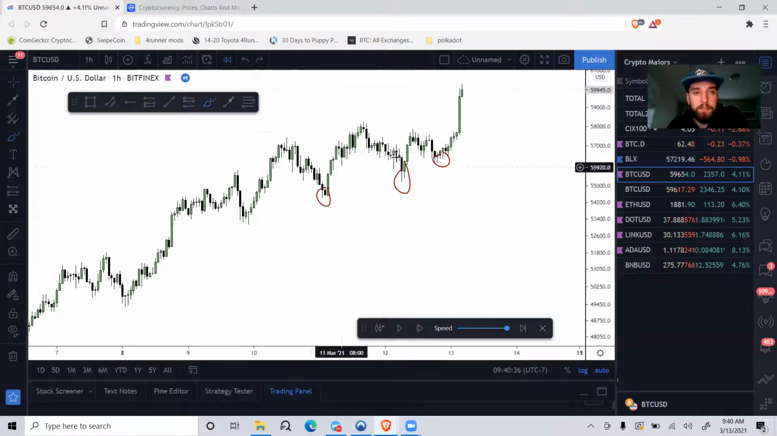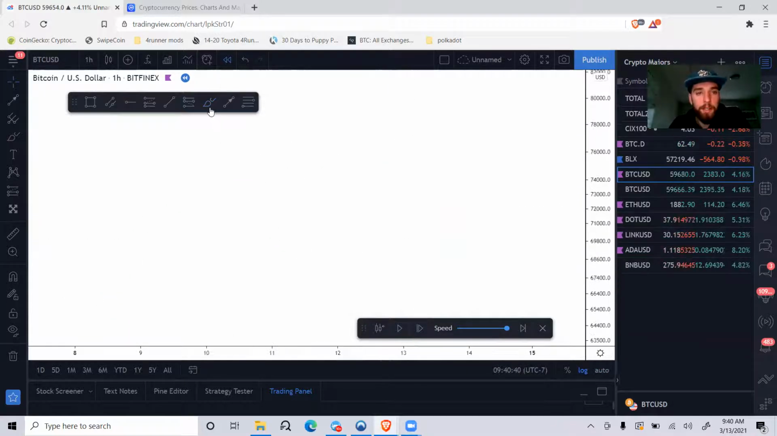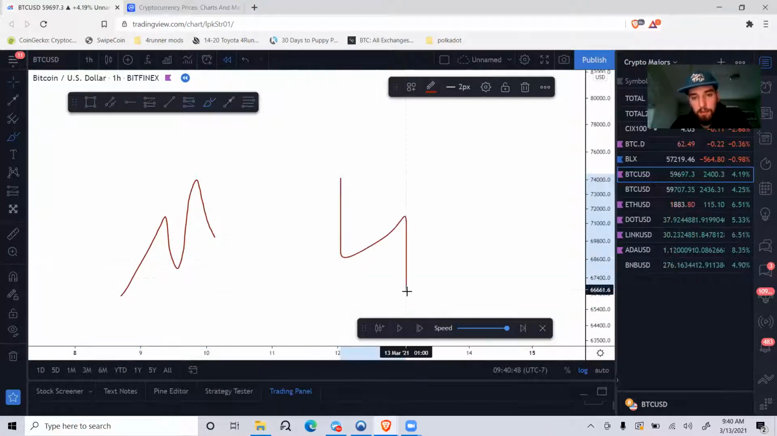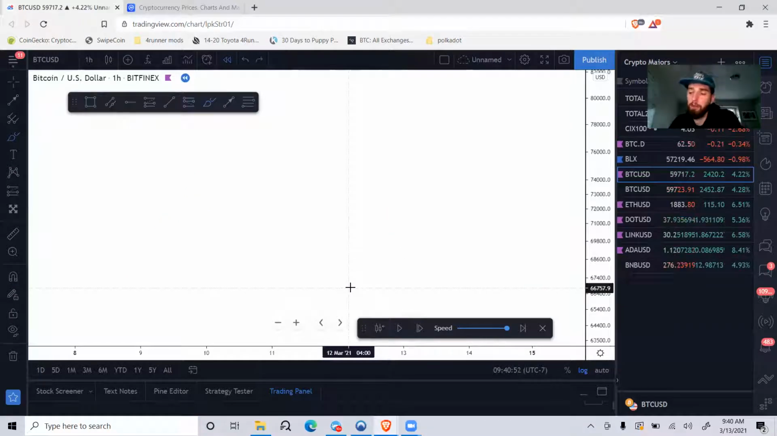And so this is the basics of structure. Just to recap, guys, higher highs, higher lows, higher highs, higher lows, right? And that's bullish structure. A bearish structure is lower lows, lower highs, lower lows. And to recap the break of structure, right? And this might help put it all together.